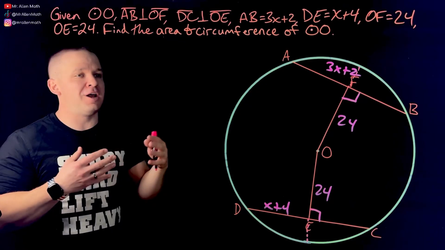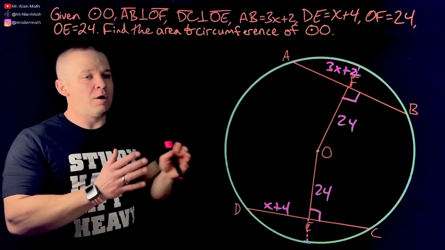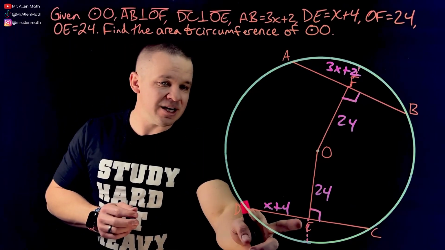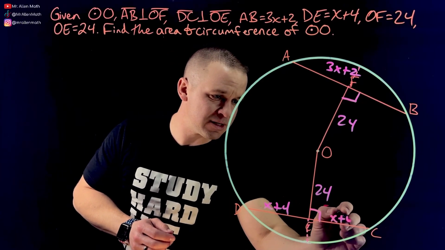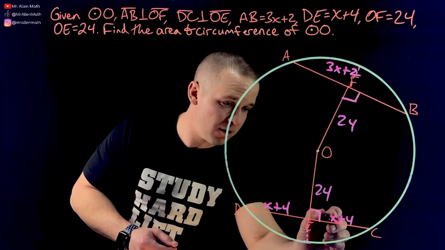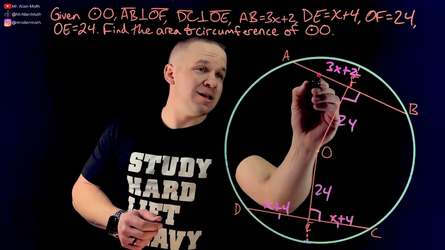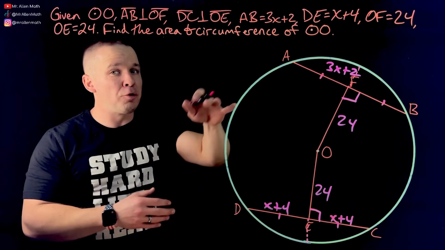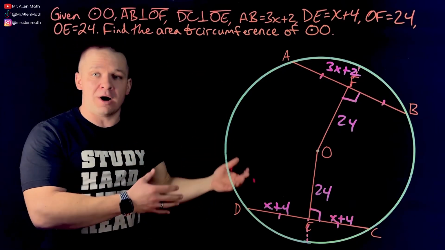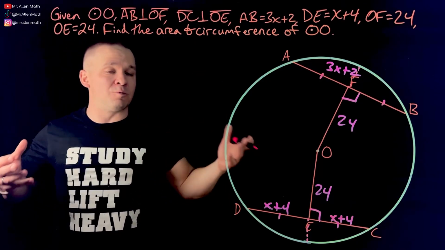So let's put all that information into one thing. I have DE. Wouldn't this also then be x plus 4? Because we said that it is bisected. So therefore, these chords are congruent. I'm using the same congruent marks here because both chords are congruent. So their bisected parts would have to be congruent as well.